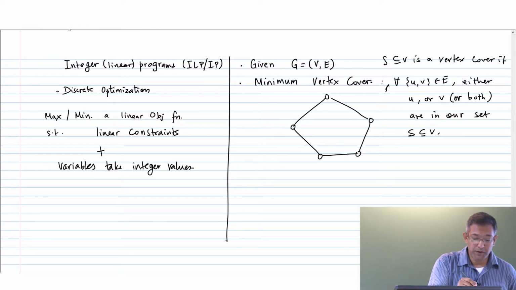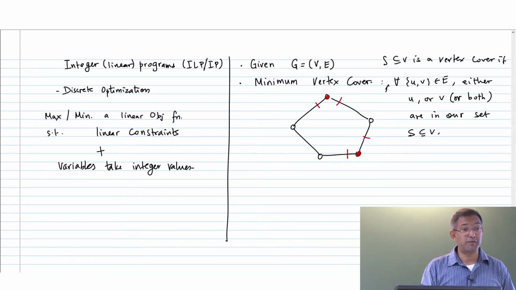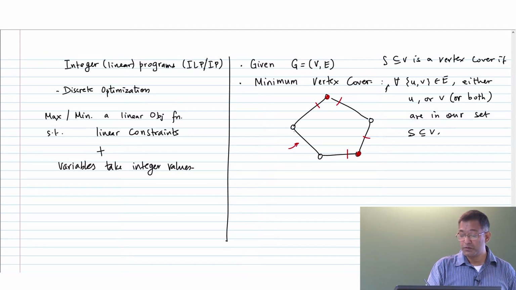Okay. So, let us look at this graph. We can pick this vertex, and it covers these two edges. We pick this vertex, and it covers these two edges. We still have one edge remaining, which is this guy. So, we can pick one of these vertices. So, the red vertices form a vertex cover of size 3.